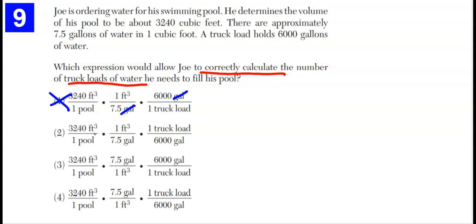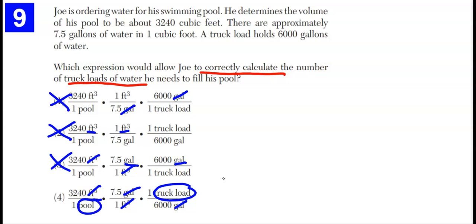For option number 2, I have feet cubed on top and also feet cubed on top. Those won't cancel each other out either. In option 3, the feet cubed canceled out, but the gallons do not. And with option number 4, there's our single value: truckloads per pool.